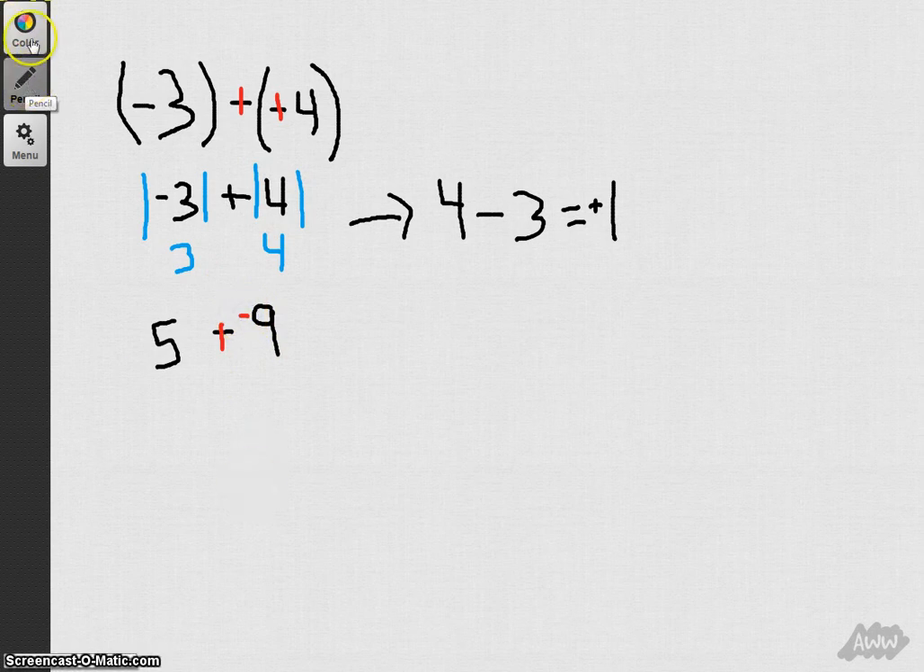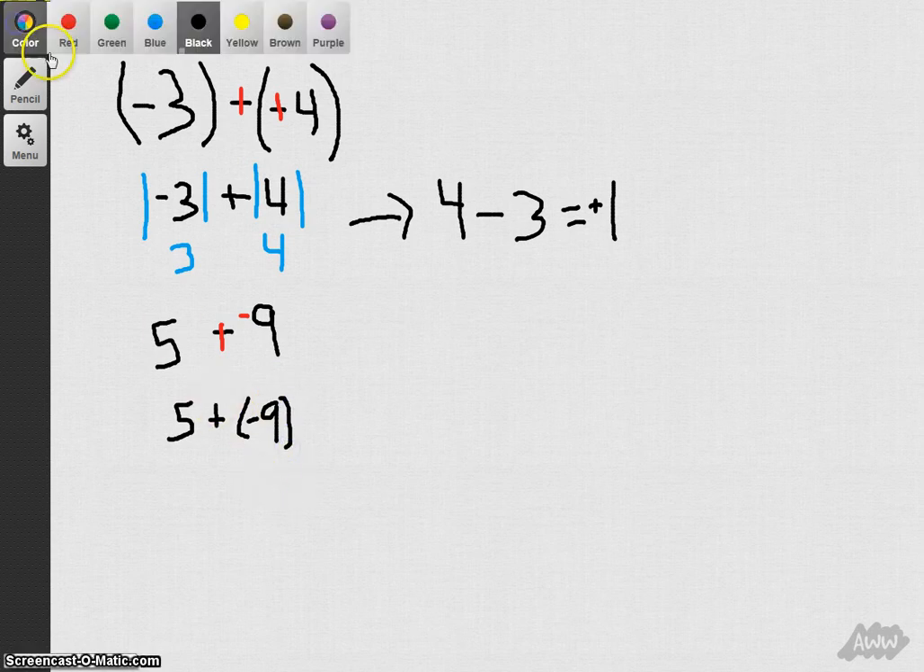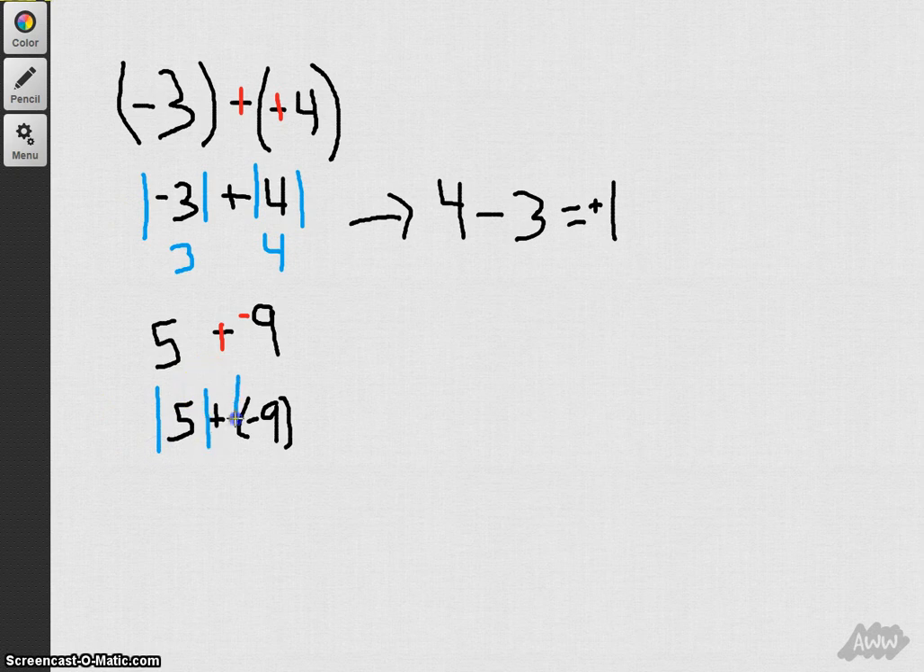So my new problem is 5 plus a negative 9. Again, we can use our absolute value method for this. Take the absolute value of 5, the absolute value of negative 9. We've got 5 here, got 9 here. Again, we look at the signs, they're different, so I know I'm going to subtract.